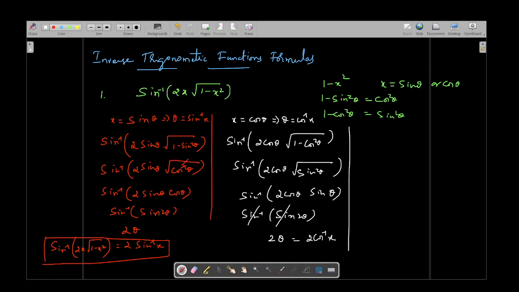So what we can conclude here is that sine inverse of 2x square root of 1 minus x square is equal to 2 sine inverse of x, or this is also equal to 2 cos inverse of x. So this is one of the formulas. Let's derive other formulas.